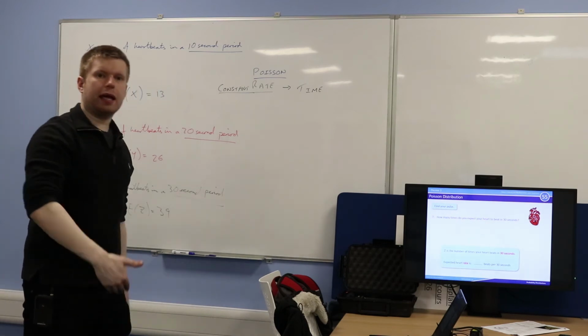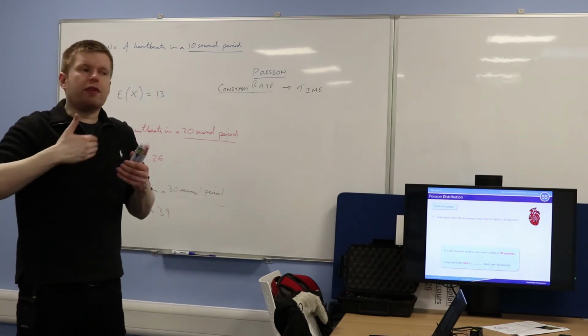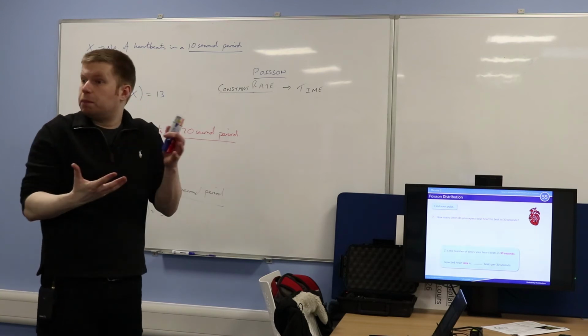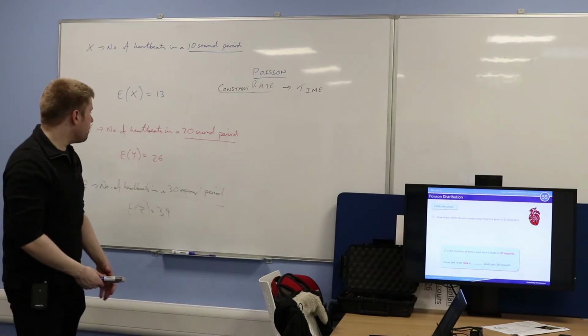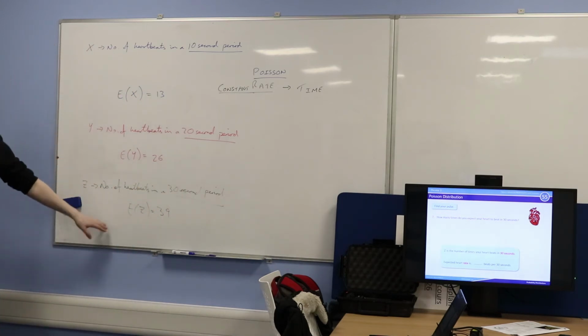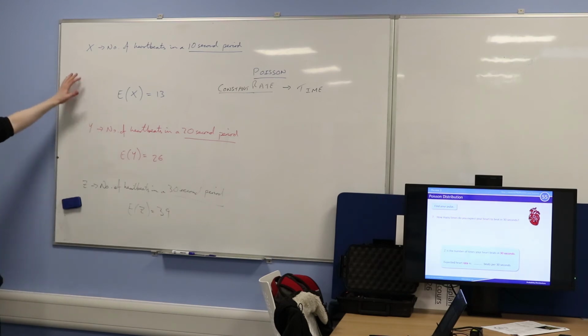Okay. So can you see that because I have a situation that is working at a constant rate, something is happening given a time period at the same rate. It's happening at the same kind of speed, the same time. Then it's really easy to work out what the other random variables are.